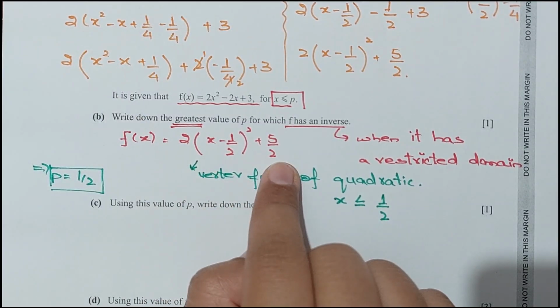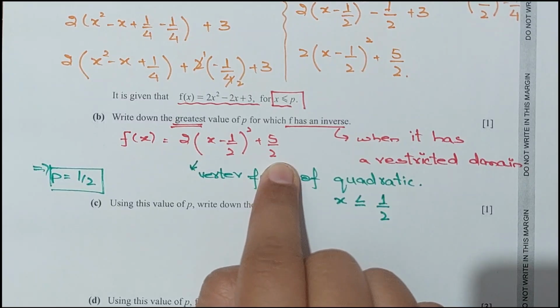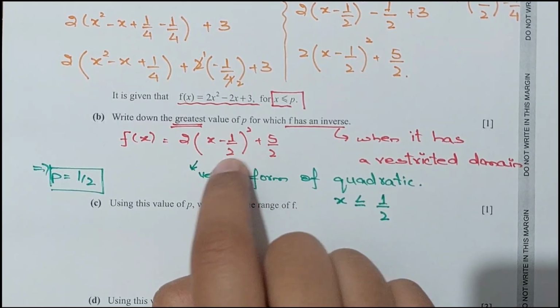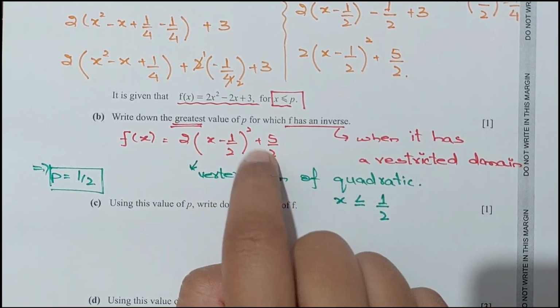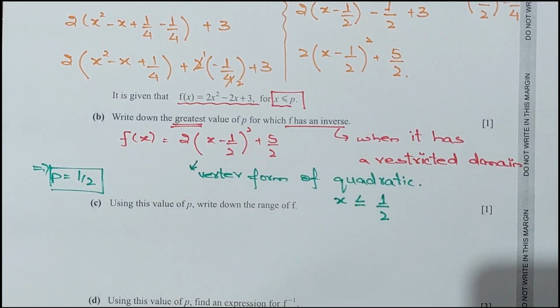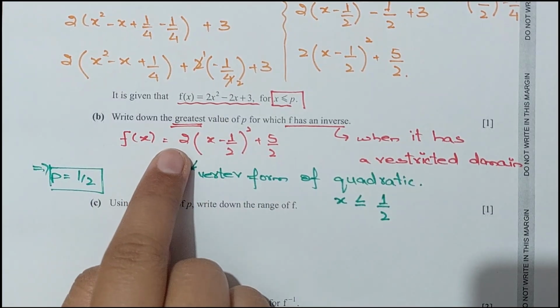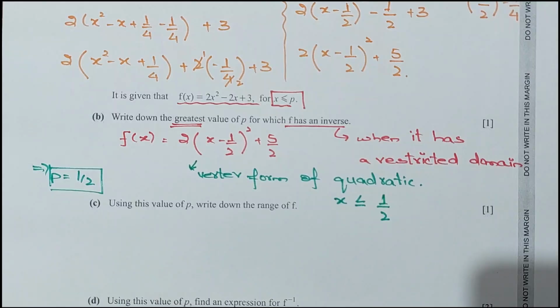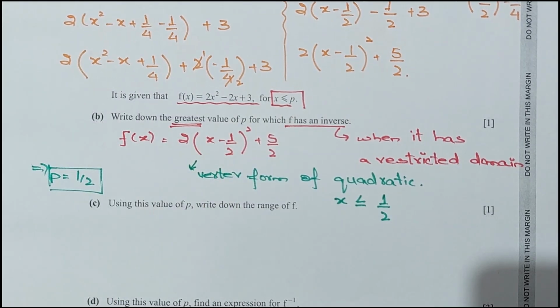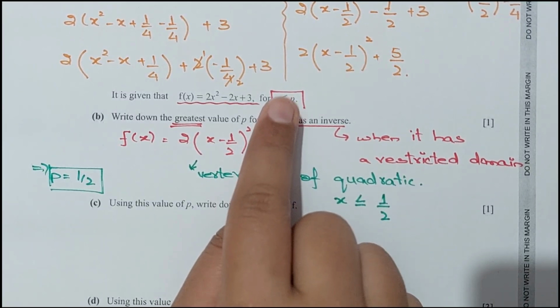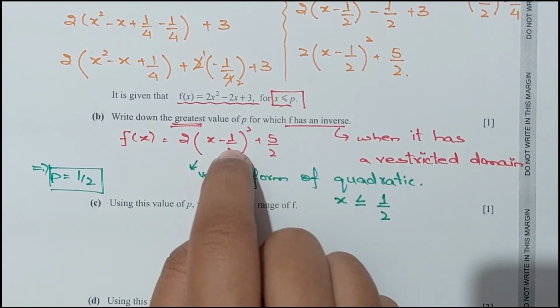For the vertex form, the domain should be less than or equal to the x coordinate of the vertex, and the range should be less than or greater than the y coordinate of the vertex, depending on the leading coefficient. If it is positive, it's greater. If it is negative, it is less. But in the domain, it is already given that it is less, so no need to get confused with the greater or less sign. The domain is always less than or equal or greater than or equal to the x coordinate of the vertex.